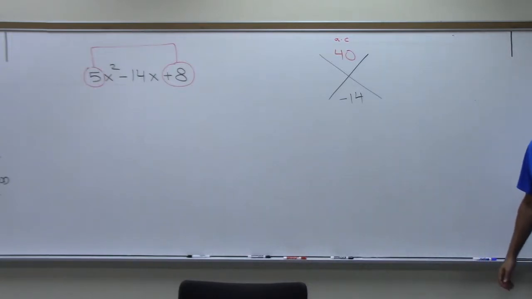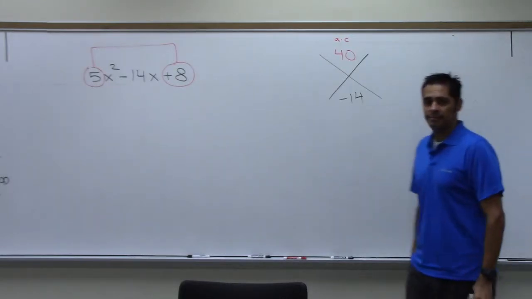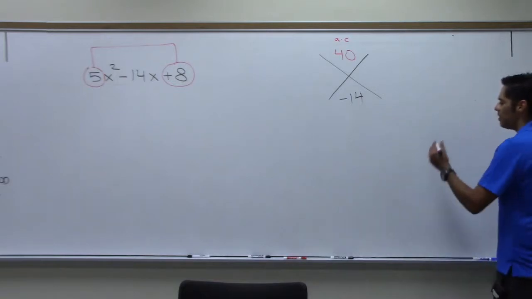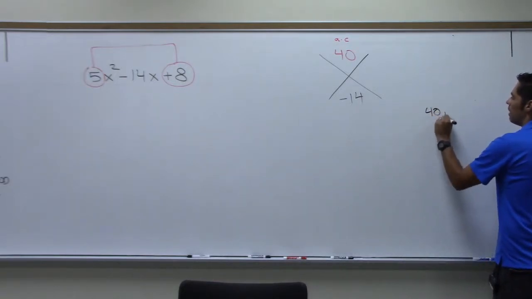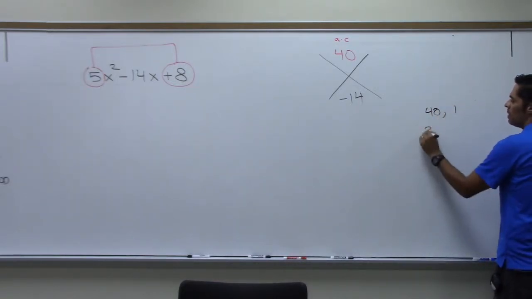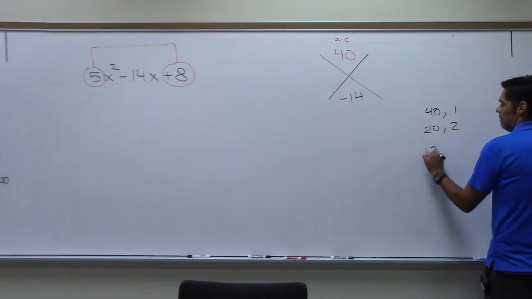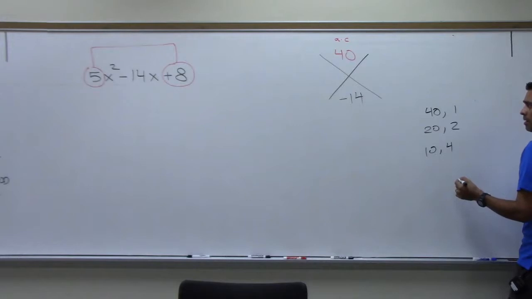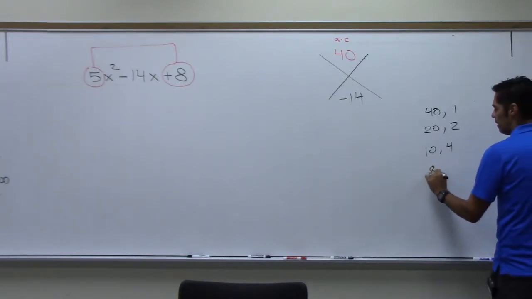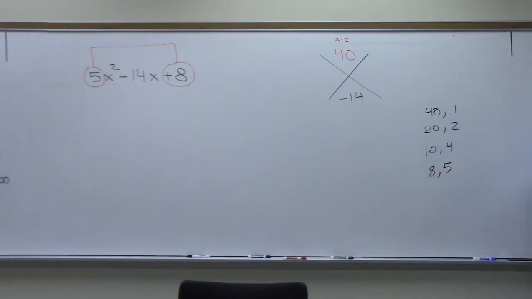Y'all okay with this? All right, here we go. You have to think of numbers that multiply to be 40 and add to be negative 14. So look, you just have to start making a list: 40 and 1. What else? 20 and 2. 10 and 4. Should I keep going? 8 and 5. Any further?